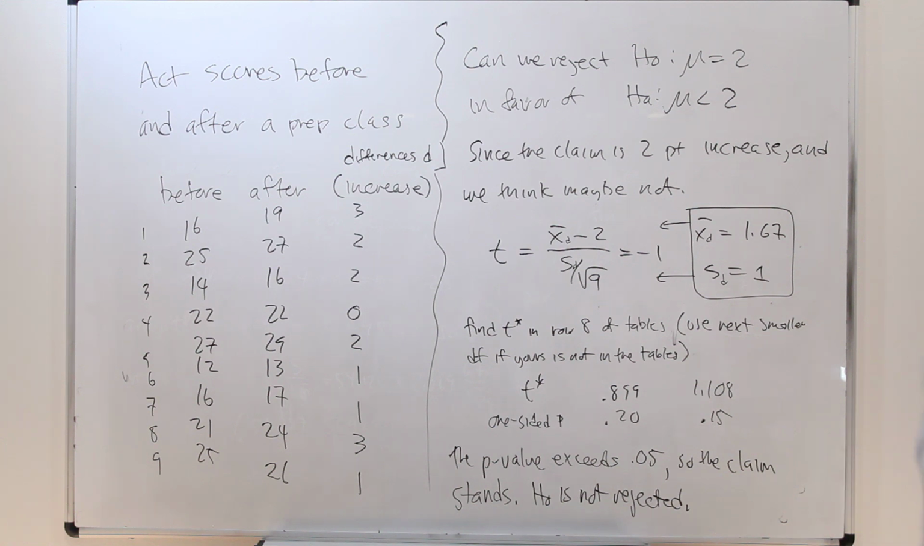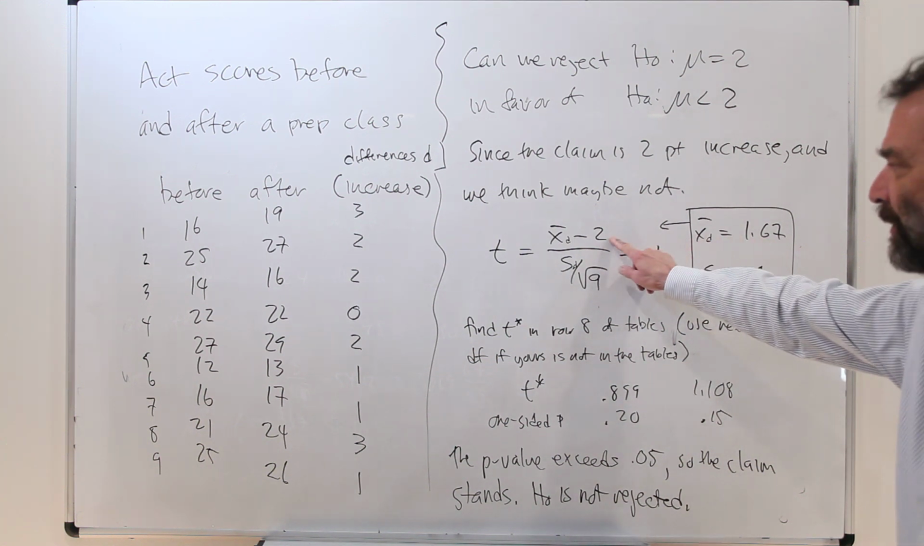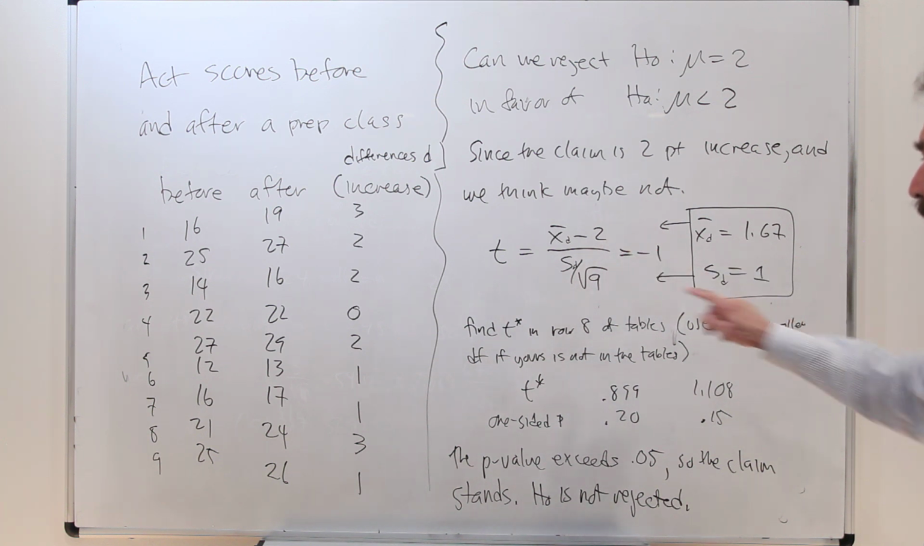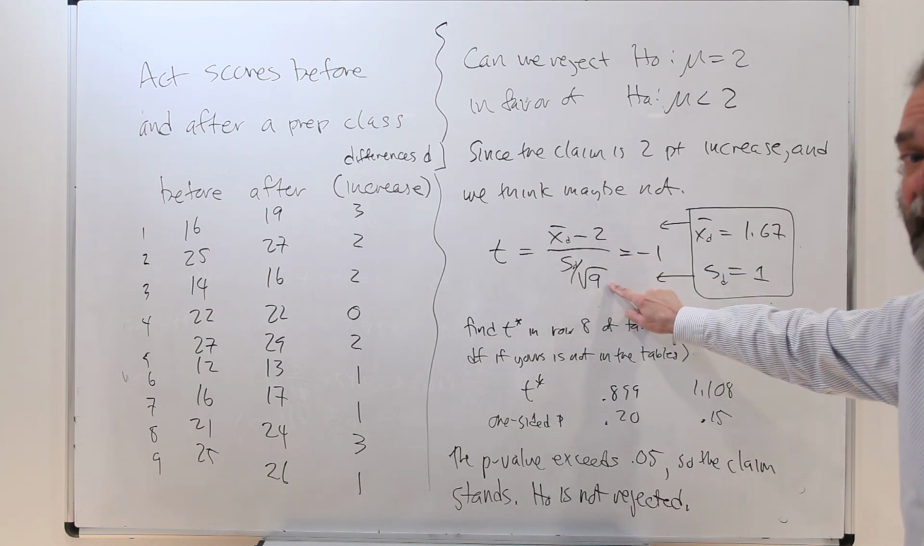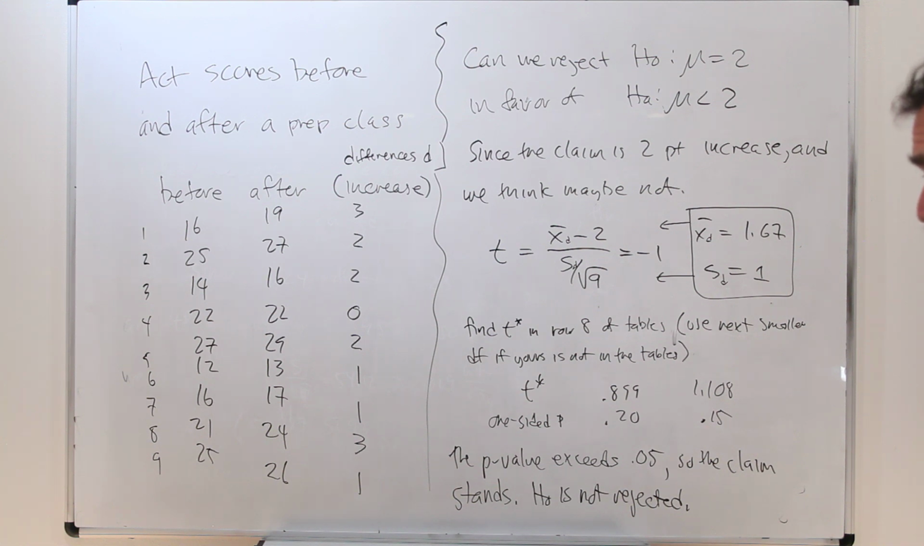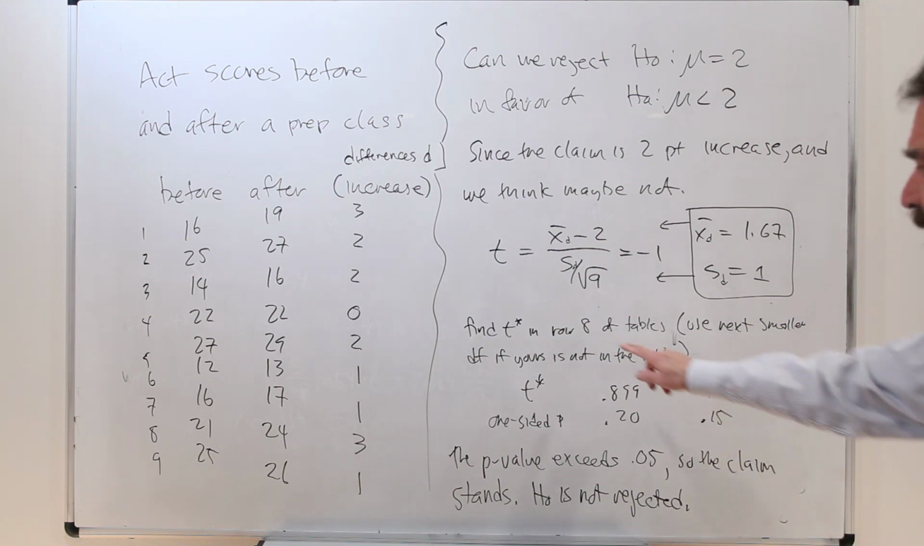And then, really, -1, does that even make sense? Oh, I see. So x bar is about 1 2/3. You subtract 2 off, you get -1/3. And down here is 1/3, so -1/3 divided by 1/3 is -1. It works. We find t star in row 8 of the table.